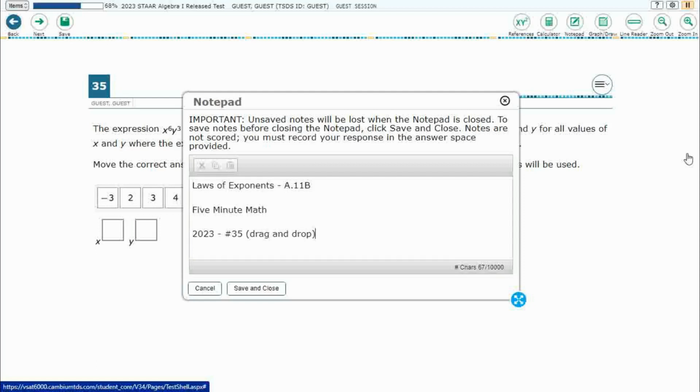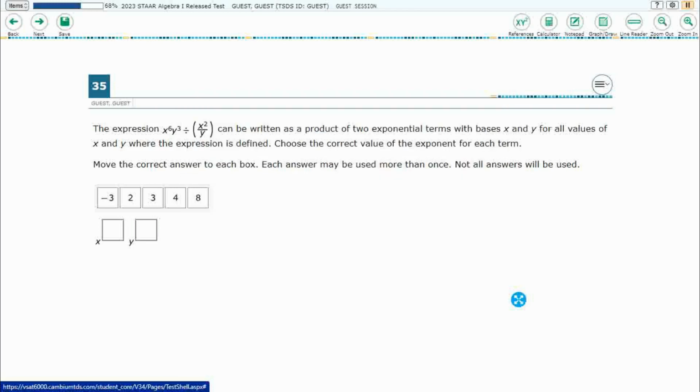Today we are looking at the Algebra 1 concept of laws of exponents. This is standard A.11B in the great state of Texas, and we are using item number 35, which is a new item type called drag and drop, of the 2023 released STAAR test. If you haven't done so already, please go ahead and take a moment to pause the video, work this problem out on your own, unpause it, and we will look at our answers together.